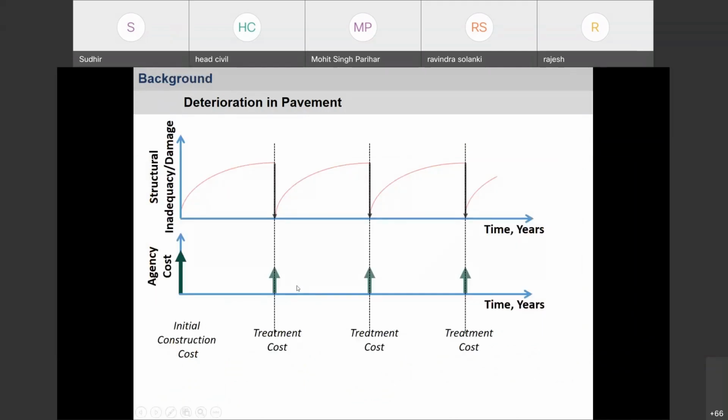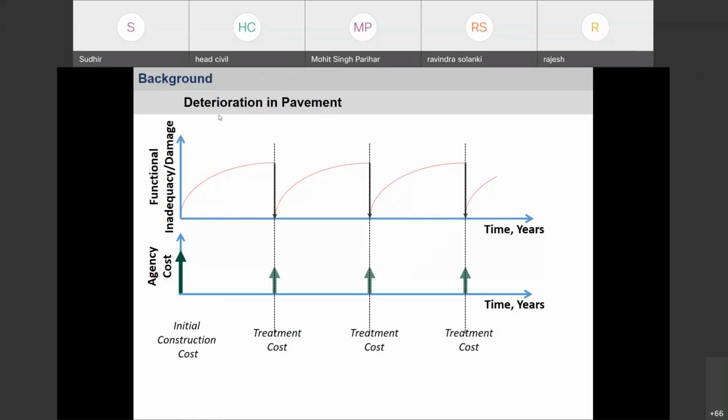So now, if you remember a couple of slides back, I was talking about the deterioration versus time curve. Now I can, in fact, talk about structural inadequacy or structural damage in the payment structure with time. Okay. So if I talk about structural damage, it will increase with time, and then I can provide a threshold. I can say that my structural damage in the payment structure should not go beyond a certain threshold value. And if it reaches this particular threshold value, then I need to intervene and provide some treatment to the payment.